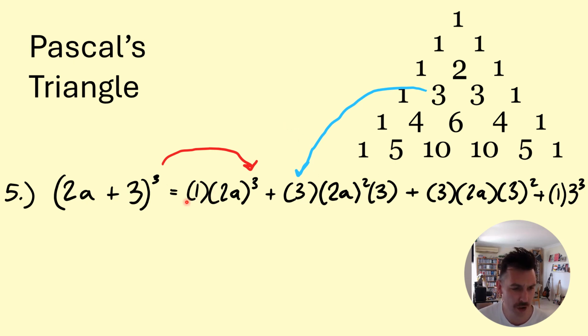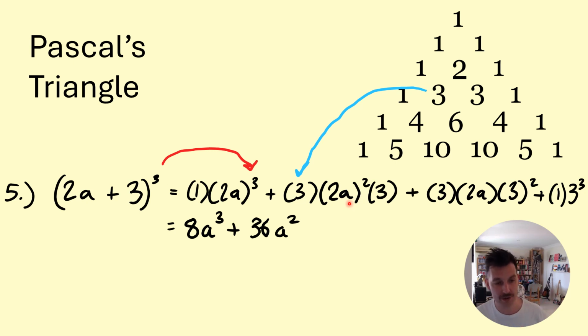So what I'm going to do is go through and evaluate each of these terms that we've got there. I'm going to simplify them as best as I can. So if we think 2a times 2a times 2a, that's going to be 8a to the power 3, and then multiplying that by 1 just leaves me with 8a to the power 3. Now the next one, 2a squared, so 2a times 2a is going to be 4a squared, times that by 3 is going to be 12a squared, and times that by 3 again is going to be 36a squared.